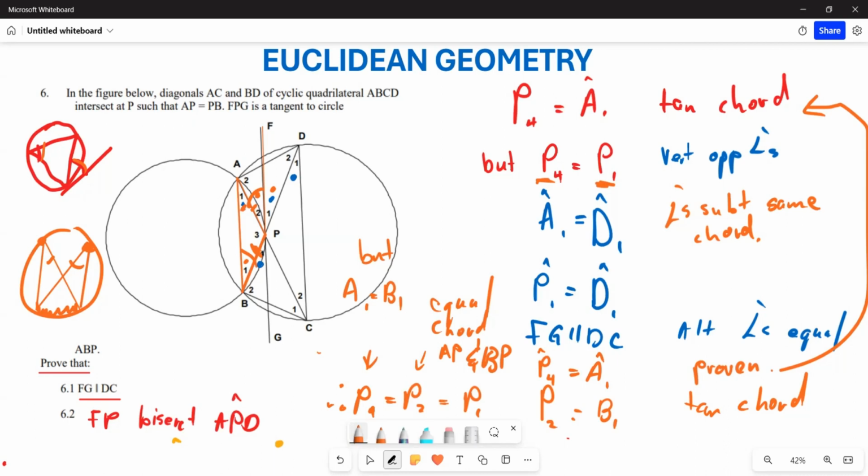And if all these three angles are equal to each other, then I can conclude that this particular angle here is equal to this angle, right? I can then conclude that, look, my FP bisects APD, right? Why does it bisect APD? Because these angles are equal to each other. Are we together? So basically, that's what you are required to do in this particular question. Thank you very much.